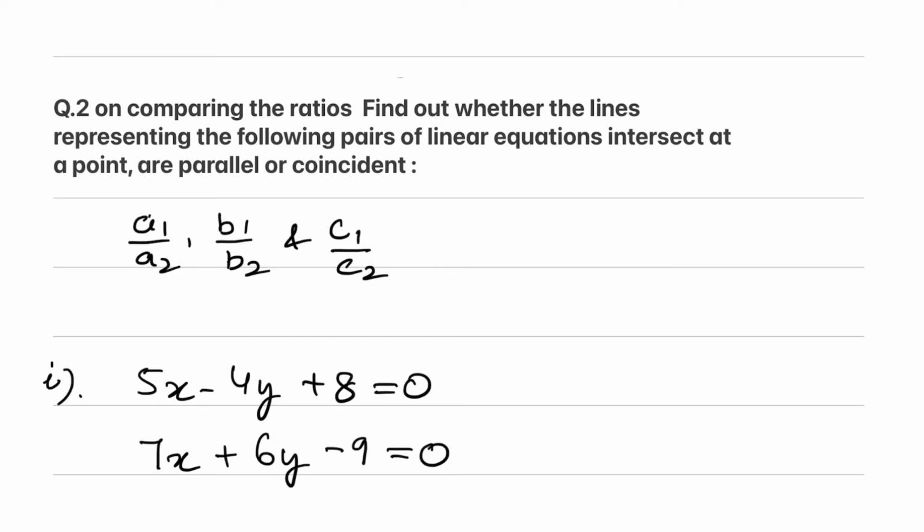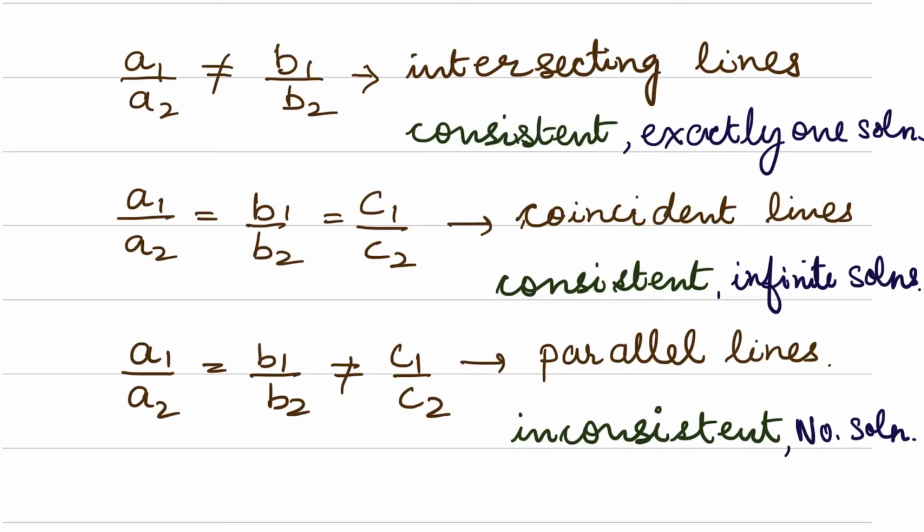So we have learned that if we compare the ratios of the coefficients and the constant term of the two equations, then we can find out whether those are intersecting lines, or parallel lines, or coincident. Let's go through that one time. We have already done this in the concepts.